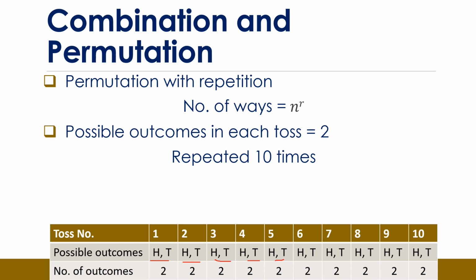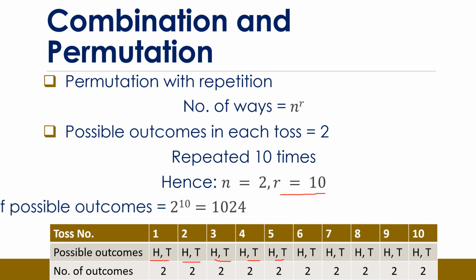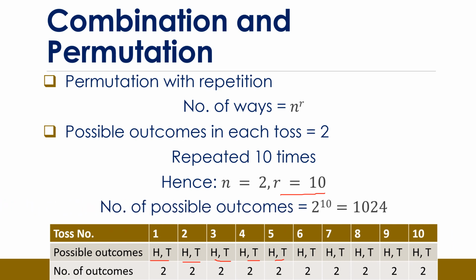So thus, the total number of possible outcomes will be determined by taking n to be equal to 2 and r to be equal to 10. And so the total number of possible outcomes will be equal to 2 raised to power 10, which is equal to 1024. If repetition is not allowed, then we have to use a different way of counting.